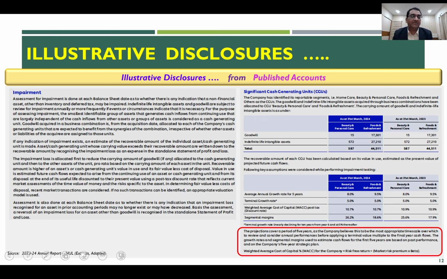Also, at the bottom, it says weighted average cost of capital, WACC. How they have determined it, which formula they have applied, is given. Because, as you know, weighted average cost of capital can be computed in multiple ways. Here they have applied the CAPM, capital asset pricing model of Harry Markowitz. So we see risk-free return plus the market risk premium into beta. The typical CAPM model has been used to compute the WACC for the purpose of impairment testing.